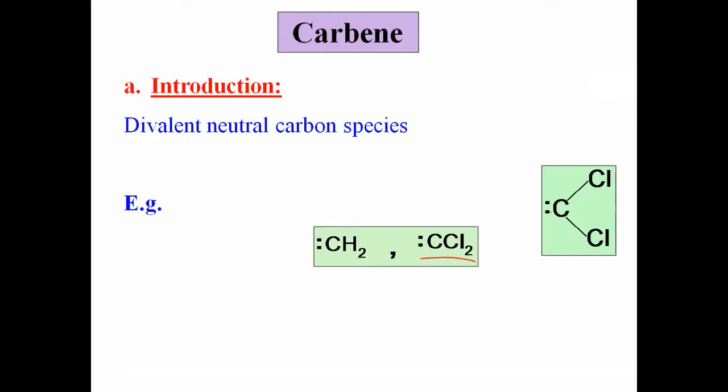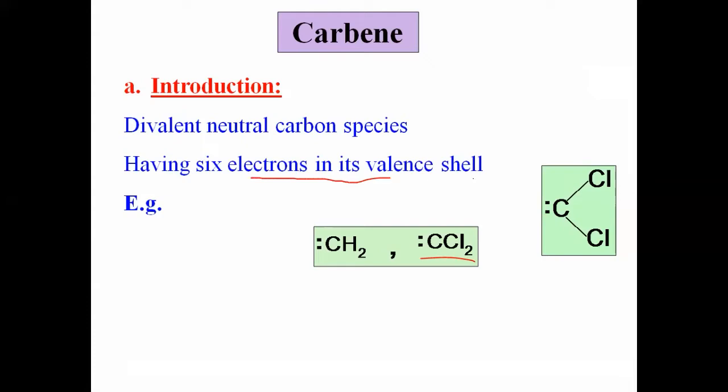Now let us see the second point. How many electrons are there in the valence shell of the central carbon? Suppose this is the carbene, this is the central carbon. This bond has one electron pair, meaning two electrons, the second bond also has two electrons, total 4. Then there is also a lone pair of electrons, a non-bonded electron pair, which also has two electrons. Thus, in total there are 6 electrons in its valence shell. We can say that it has 6 electrons in its valence shell.